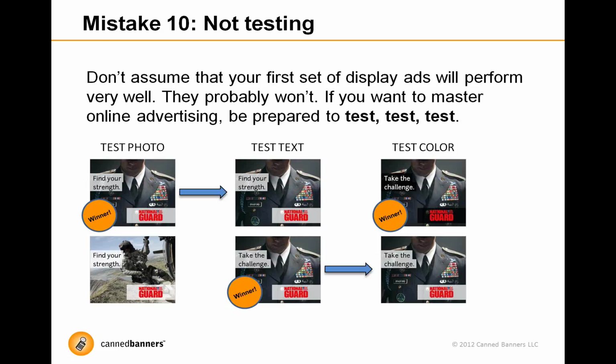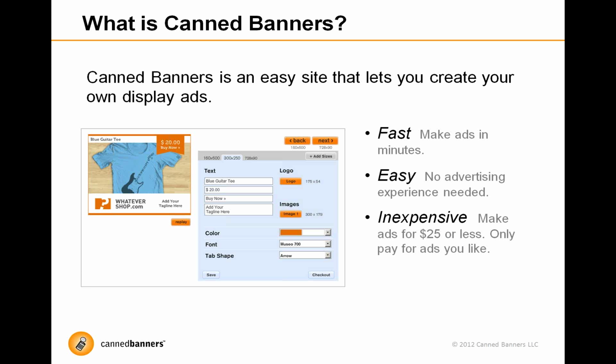And then the last test, the pretty obvious test, is color. Color has a huge effect on what people do and their emotional reaction to things and whether they'll click or not. So that's definitely something you want to test. So that's it for the mistakes. I'll just run through really quickly what it is that Canned Banners does and how it relates to all this. And then I'll run through a quick demo.